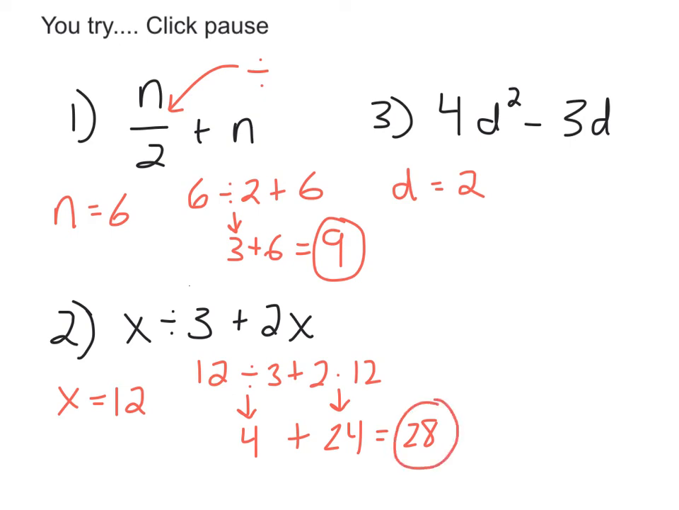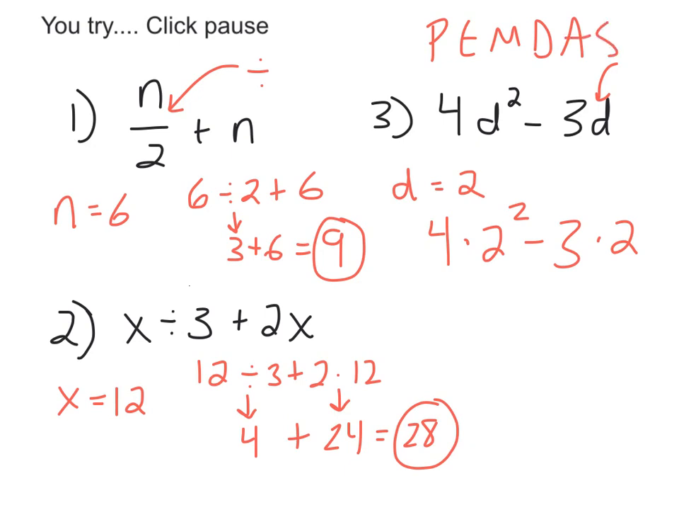Number 3, last one. d equals 2. Substitute in the value of d. 4 times 2 squared minus 3 times 2. Hopefully you remembered that 3d is 3 times d. In this case, 3 times 2. It's not 32. So if we're evaluating this one using PEMDAS, there's no parentheses, there is an exponent, so I would do that first. 2 squared is 4. Rewrite the expression: 4 times 4 minus 3 times 2.